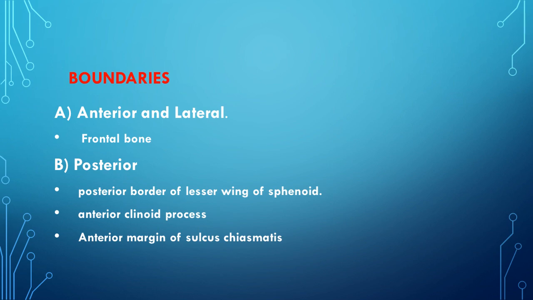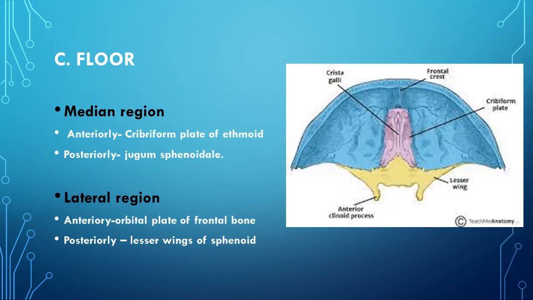Here we're mentioning again what the boundaries are: anteriorly and laterally the frontal bone, posteriorly the posterior border of the lesser wing of sphenoid, anterior clinoid process, and anterior margin of sulcus chiasmaticus. Here the floor is shown again, with the median region and two lateral regions. In the median region you have the cribriform plate of ethmoid bone, and posteriorly the jugum sphenoidale. Laterally we have the orbital plate of the frontal bone on either side, and posteriorly the lesser wing of sphenoid.